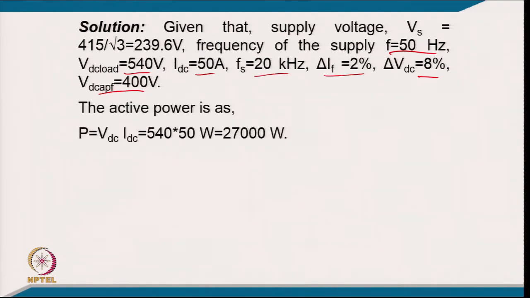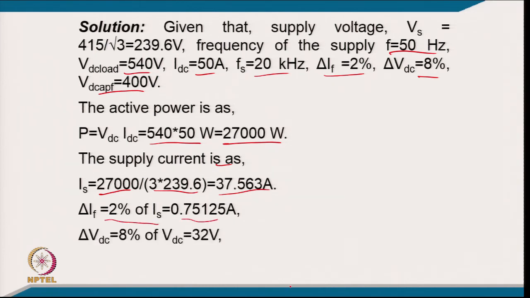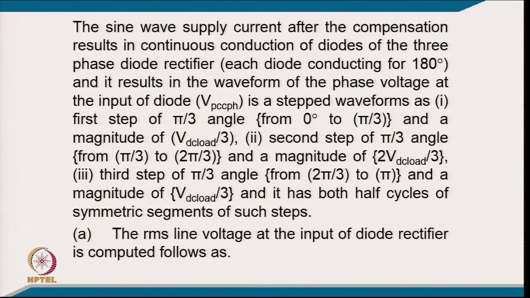So, the active power from the load side we can calculate, which is given by 540 volt times 50 ampere. So, it comes to 27,000 watt or 27 kilowatt, and the supply current from this we can find out from this active power divided by 3 times the phase voltage, because the power factor is unity, that is 239.6. So, the current comes to 37.563 ampere, and now the filter ripple current is 2% of it. So, it is 0.75125 ampere, and the DC link voltage deviation during dynamics permitted is 8%. So, it comes to 32 volt, and the nominal DC link voltage at the series active filter DC link is 400 volt. So, now the minimum will be 368 volt, from which we have to find out the turns ratio.